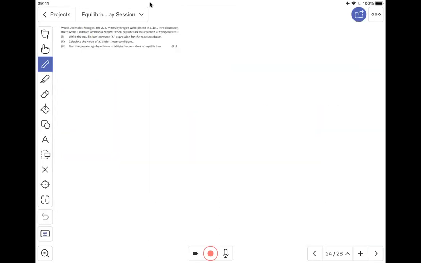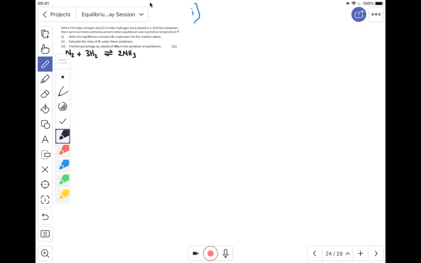So I've just put the question up here in the top left-hand corner so that I can see it as we go along. So let's start with part 1. I'm going to do part 1 up here. So part 1 asks you to calculate the Kc value for the reaction. Now, this is the reaction here. The reaction is N2 plus 3H2, and it goes to 2NH3.